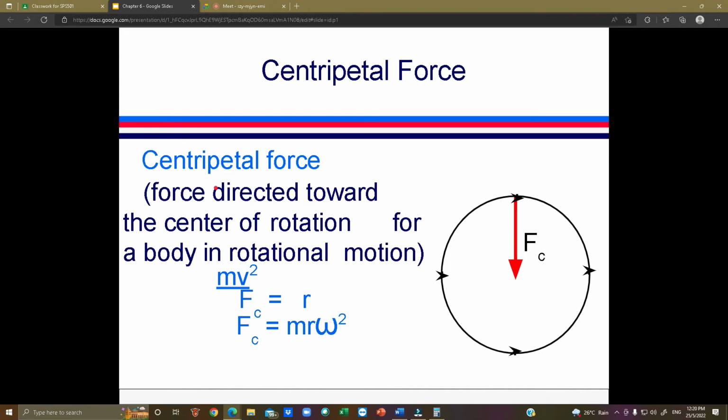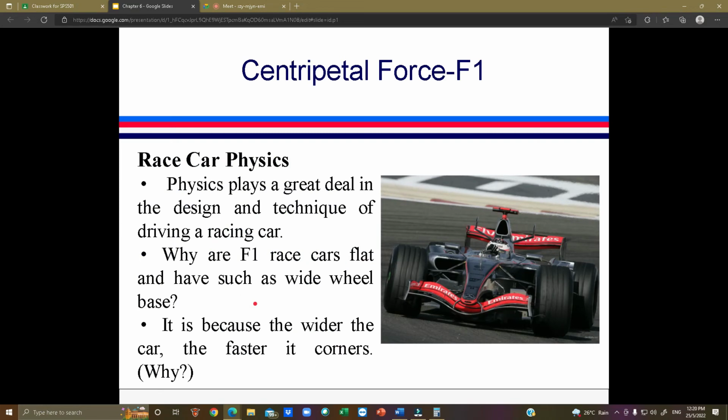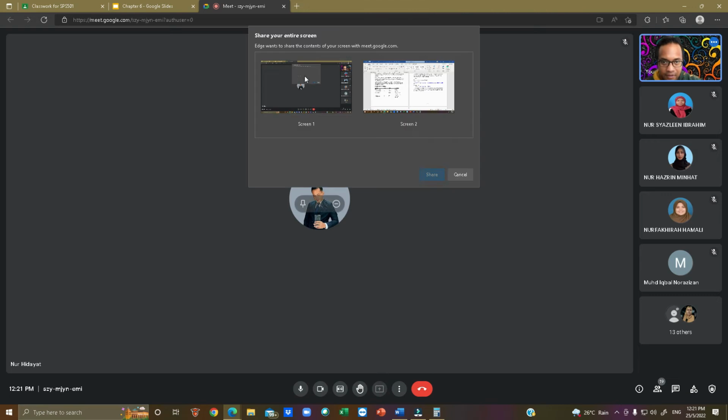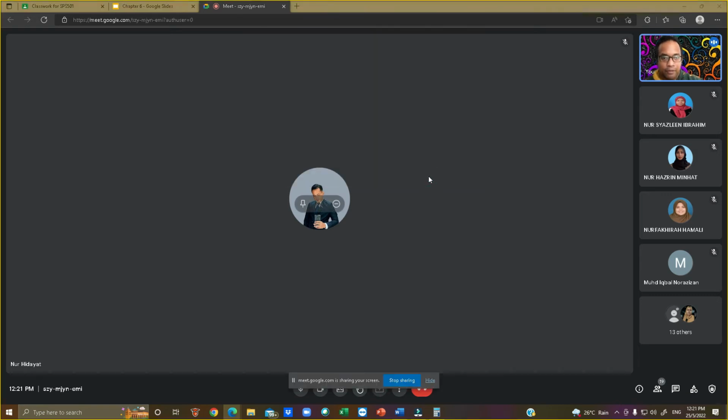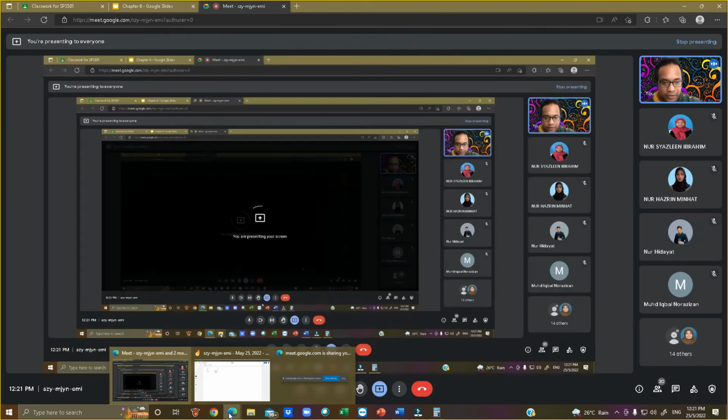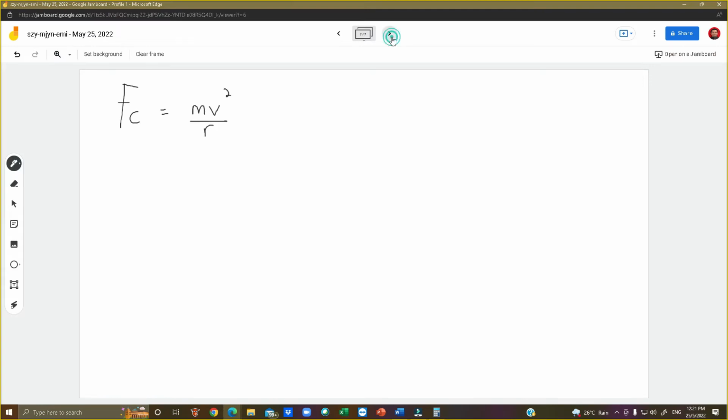Okay, untuk faham centripetal force ni, kita tengok contoh yang ini. Okay, Riska Physics. Alright. Saya dah share ke belum? Okay, untuk kita cerita centripetal force, we are going to discuss based on the physics of racing. Okay.